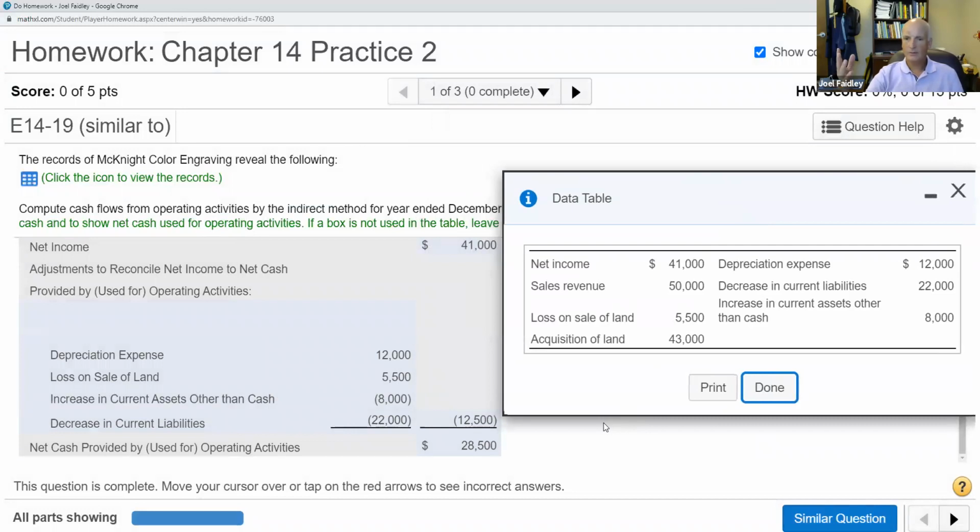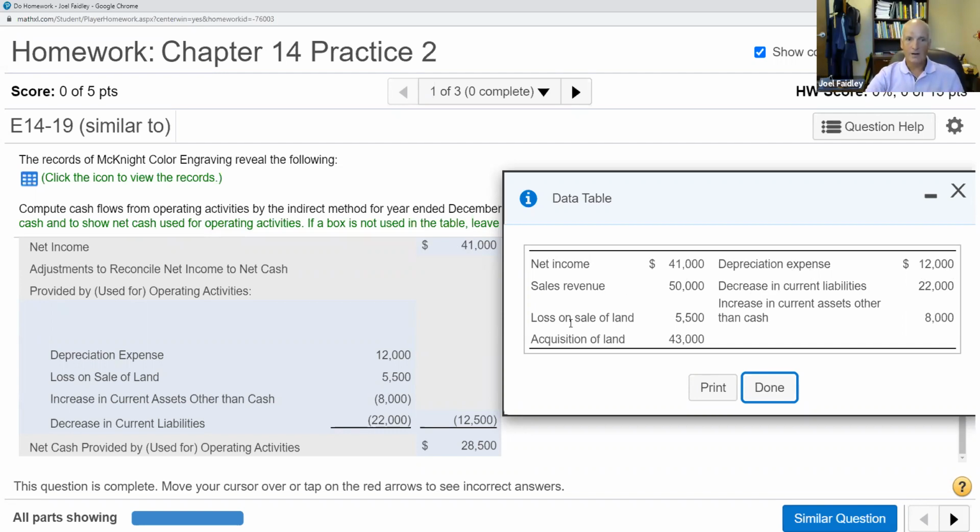All right, so you always start with net income and add back depreciation. Very simple. Net income 41,000. There it is. Depreciation right there is 12,000. So 41 plus 12. Again, this data table is a combination of income statement and balance sheet stuff. They're making it really simple. In a minute, they're going to break it out into two separate statements.